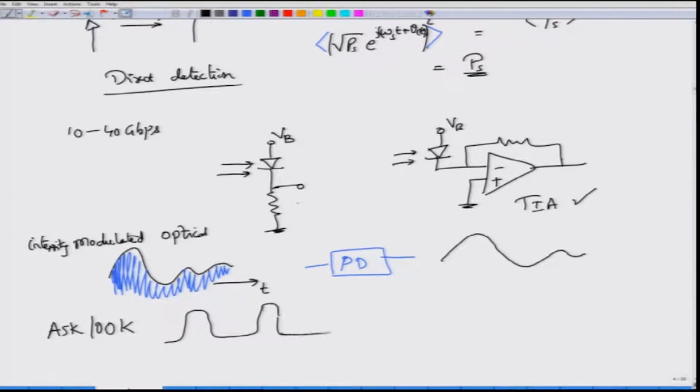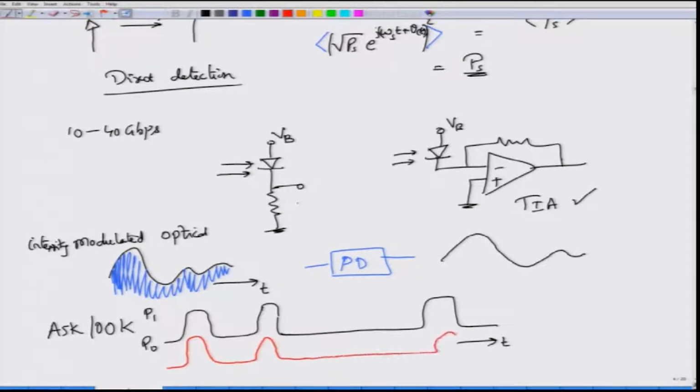So, wherever I have a pulse, there would be some signal, and when there is no pulse, the optical power could be sitting at P0. So, this would be the power levels through which this is switching as a function of time. Then if you detect it by photo detector, what you will see is essentially the same waveform, okay, with some minor changes, but that is okay.